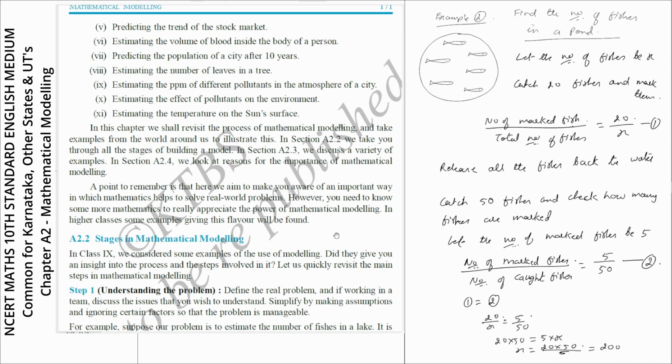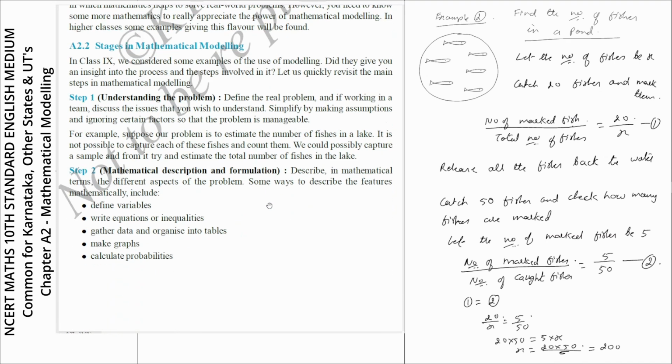Stages in mathematical modeling. The first stage is understanding the problem. Define the real problem. If working in a team, discuss the issues that you wish to understand, simplify, making assumptions and ignoring certain factors so that the problem is manageable. So first we should understand the problem and make some assumptions.